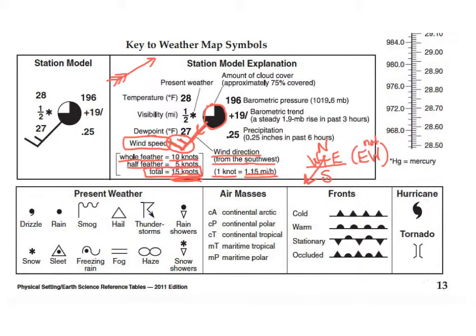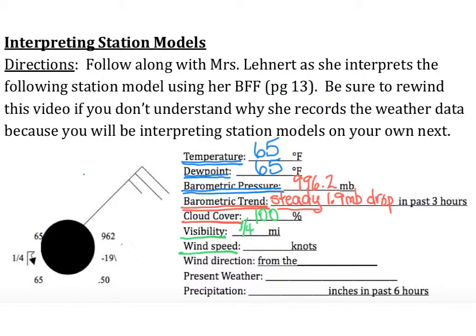All right, let's go back to our example station model and see if we can figure out the wind. All right, here's our little stick coming out of our circle. And if we again think about north, south, east, and west, this is going in the upper right hand direction, which means it's northeast. So that means my wind direction is coming from the northeast.